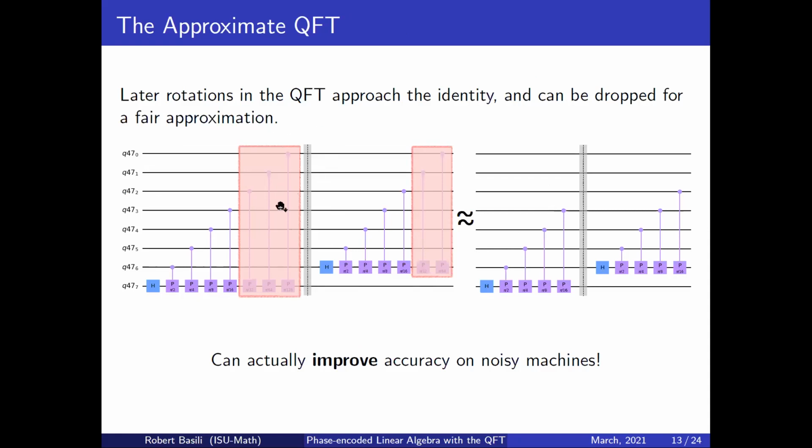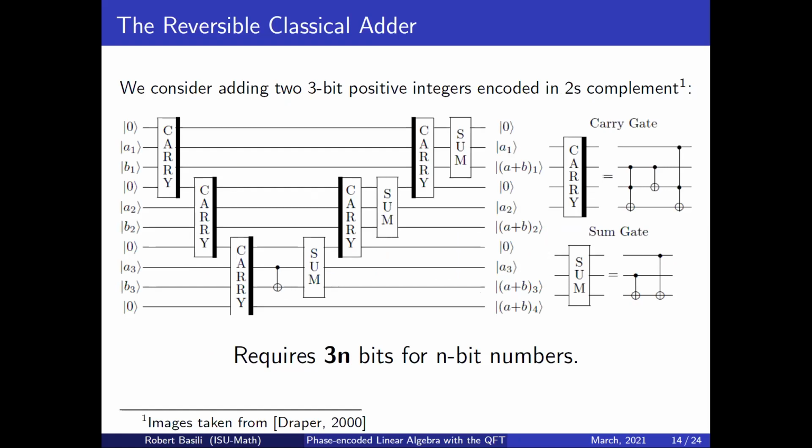And because of that, you can drop them to a fair approximation and save a little bit of time and reduce your gate count, which is very important for maintaining coherence, especially with noisy intermediate-scale computers. So you cut those out, and while it is an approximation, on noisy machines this can actually improve your accuracy, because you lose less than you would have lost just by applying the gate, since the gate adds some noise. Okay, so that's the QFT, and now we want to approach the topic of addition.